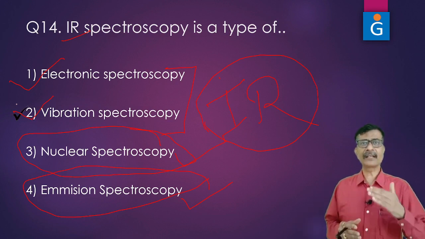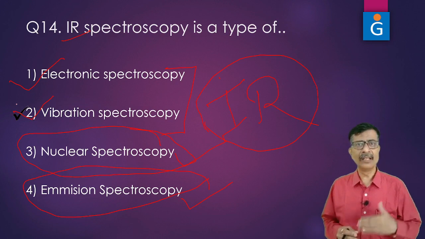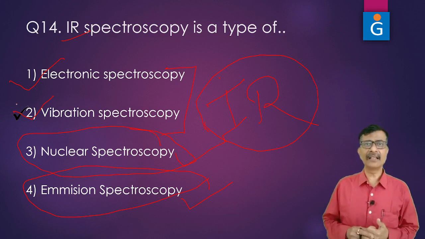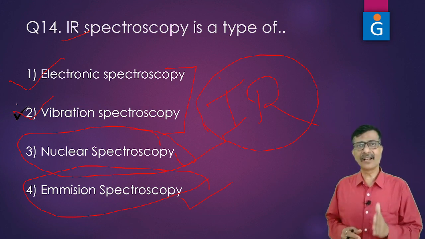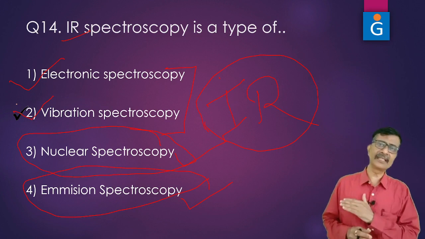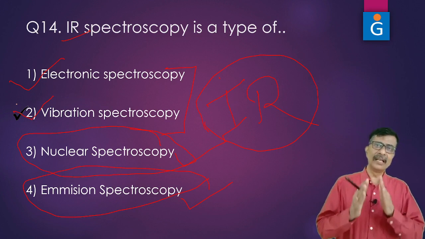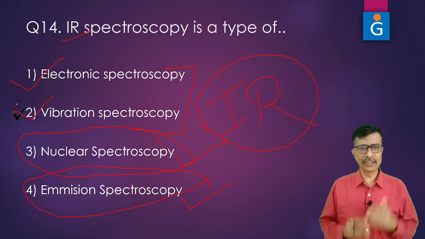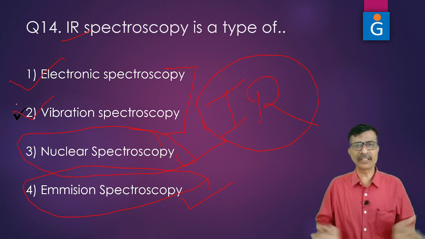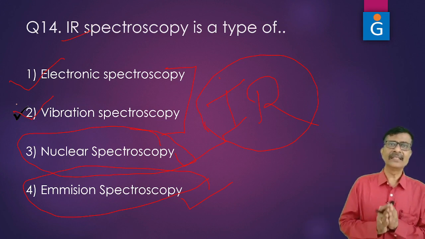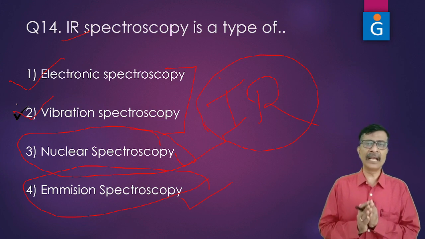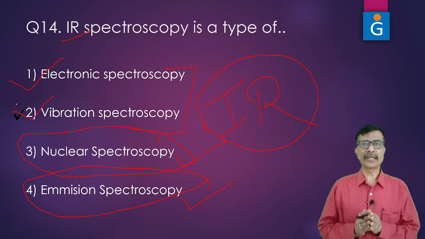For electronic transitions to take place in the molecule, higher energy is required. Here the energy of UV and visible radiation is sufficient to cause electronic transitions in the molecule. So UV-visible spectroscopy is called electronic spectroscopy, whereas IR spectroscopy is known as vibrational spectroscopy.